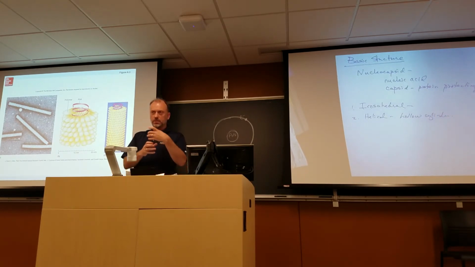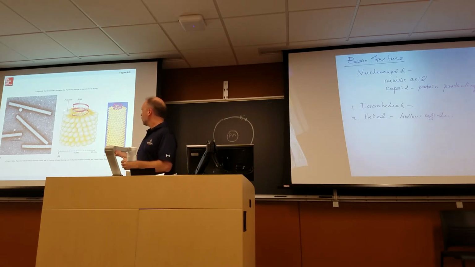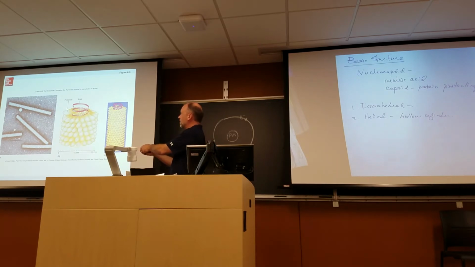And the hollow cylinder is made up of protein subunits. In that case, the protein subunits are the triangles, the yellow and the red triangles. In this case, the protein subunits are shown like this. They're these individual, they're called protomers. They're all the same as each other, and they come together and make this hollow cylinder, and the genome is inside of the hollow cylinder.